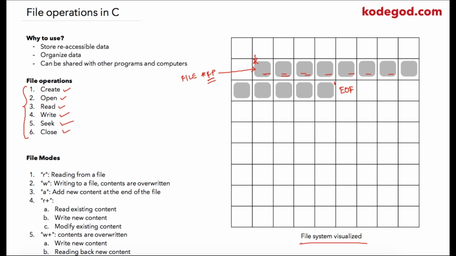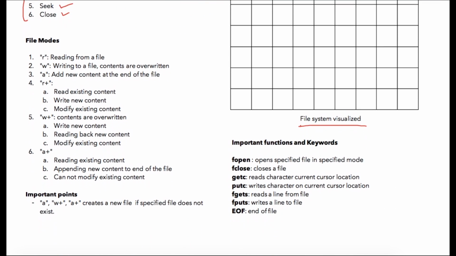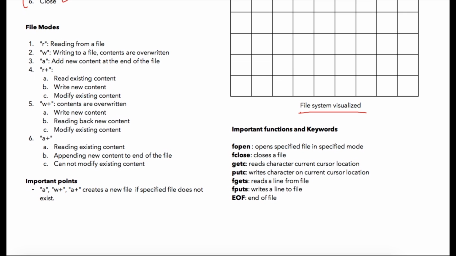functions in C language. Now let us check what are the different file modes which we can use to perform file operations in C language. R is the file mode for reading data from a file. W is for writing to a file, and in this case contents are overwritten. So if your file that you have opened in write mode has some previous content, then that whole content will be erased and new content will be written over it.